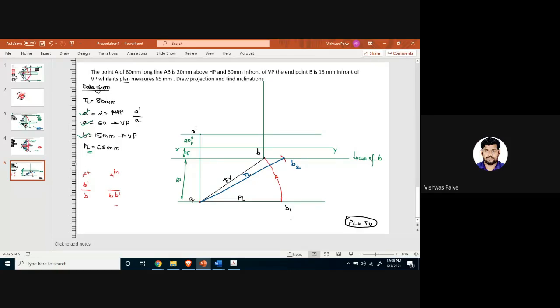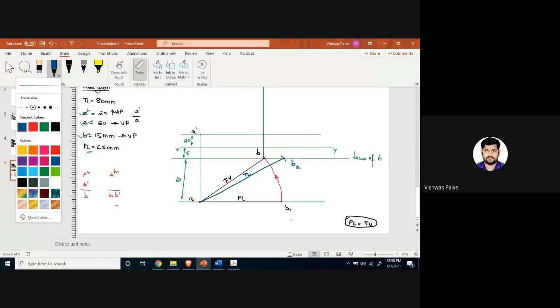Once you get the point B2, this also has been utilized. How to get, what exactly do we do? We transfer this point, B2 point, we transfer it where?